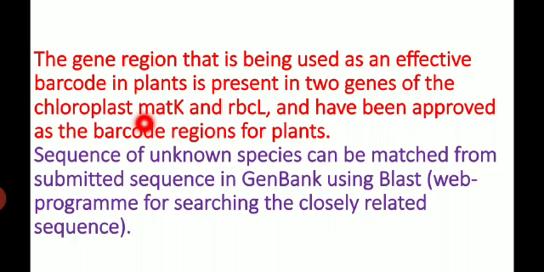megakaryocyte-associated tyrosine kinase, and rbcL means ribulose bisphosphate carboxylase, the large chain. These two genes are present in the chloroplast and have been approved as the barcode regions for plants.